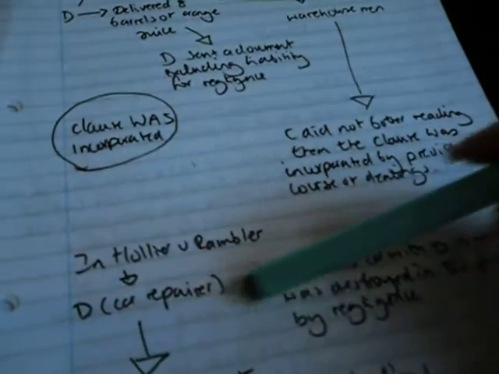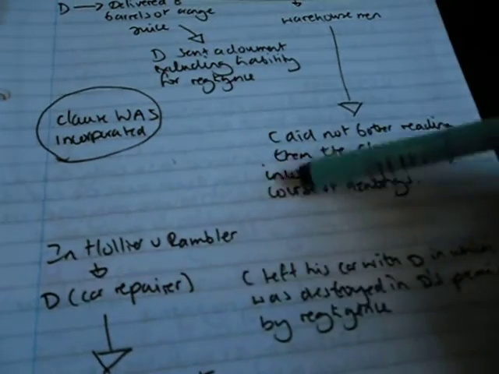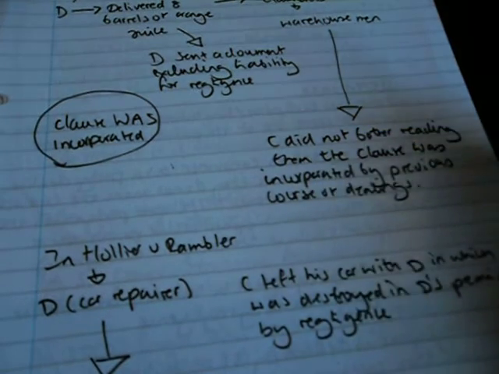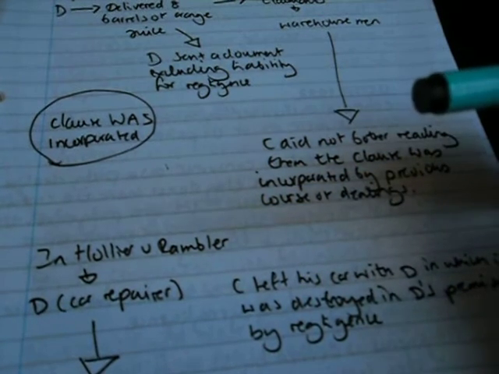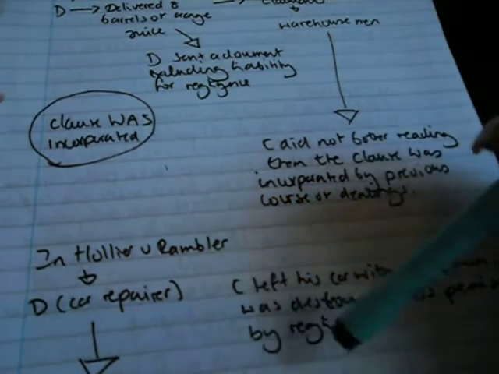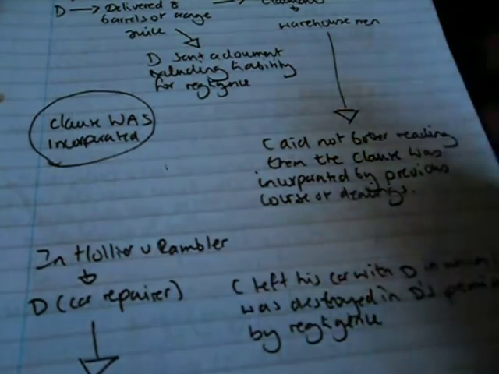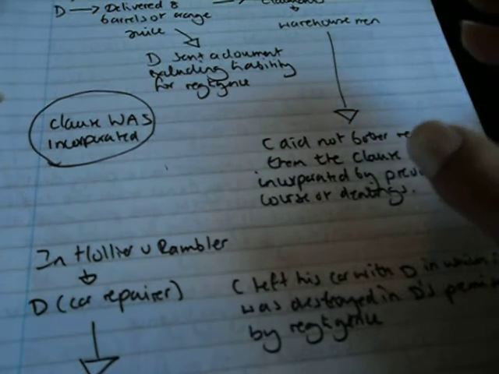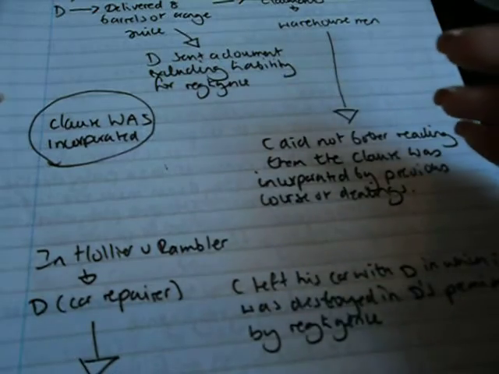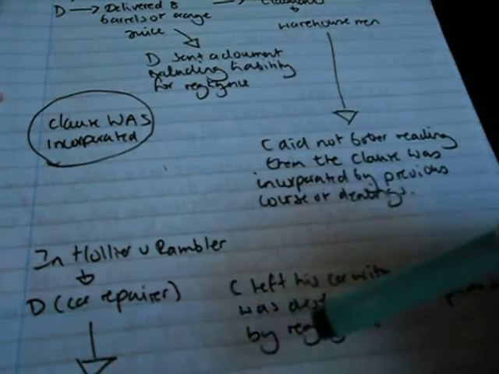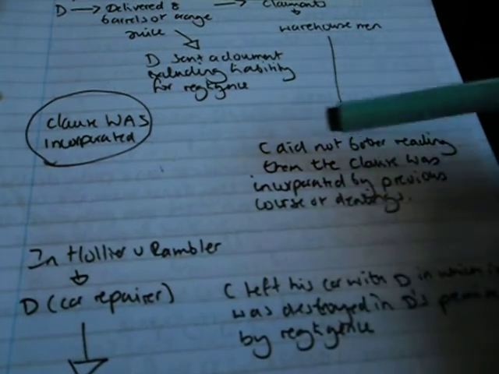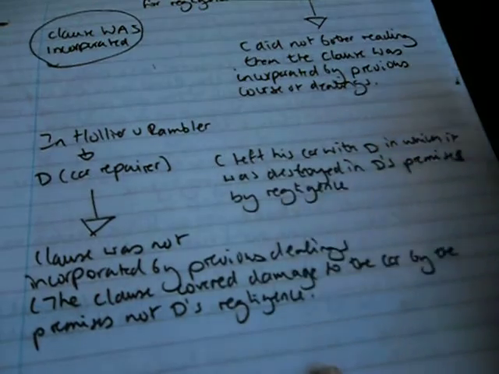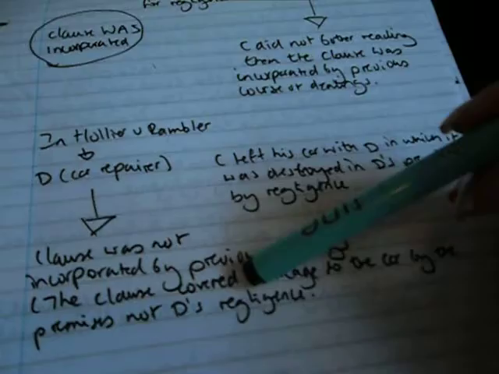Another case we'll look at is Hollier versus Rambler. In this case, the claimant took his car to the car repairers, who were the defendants, and the car was damaged by fire, which was the negligence of the defendant. Now, the defendants attempted to rely on a clause by a previous course of dealing. On this particular occasion, the claimants did not sign anything. So the courts had to decide: was the clause incorporated through a previous course of dealings? It was not, because the clause covered damage caused by the state of the premises, but not damage caused by the negligence of the defendant. So it was not incorporated, and the claimants were able to claim damages.